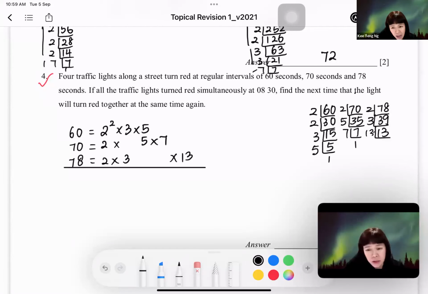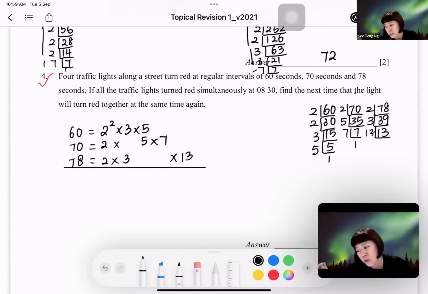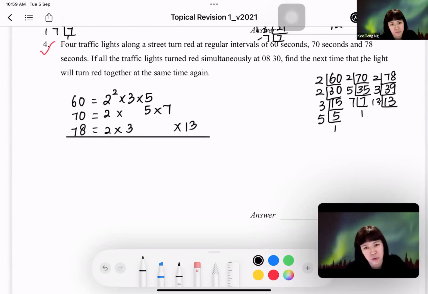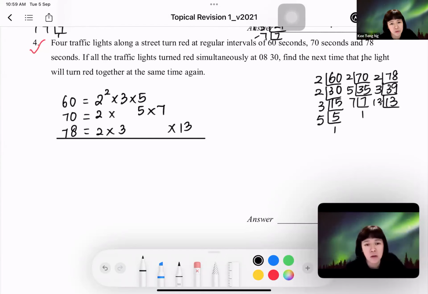All right, if you have not done the work, at least you need to think through the same process and do the work together at the same time. Keeping quiet doesn't solve the problem. Now, if all the traffic lights turn simultaneously at the timing 8:30, find the next timing that the lights will turn together at the same time.